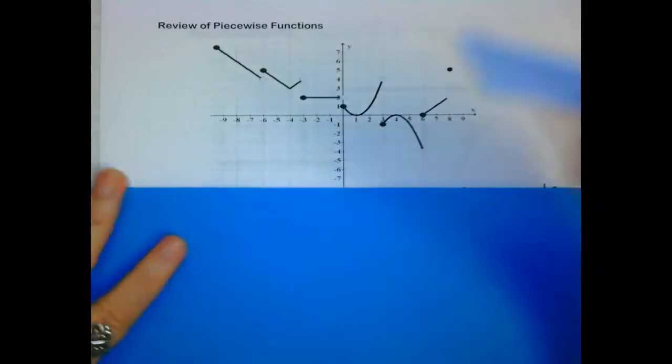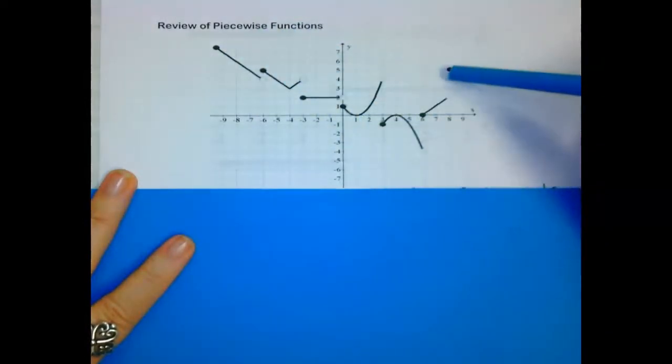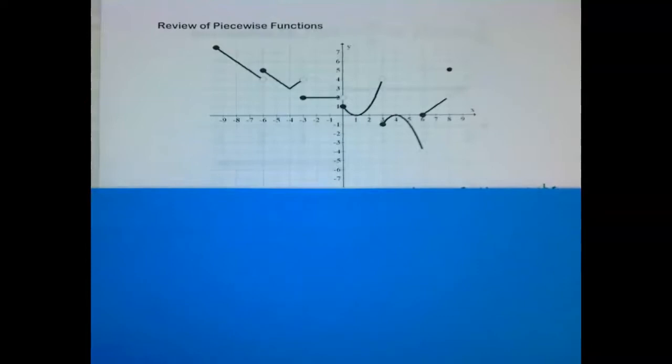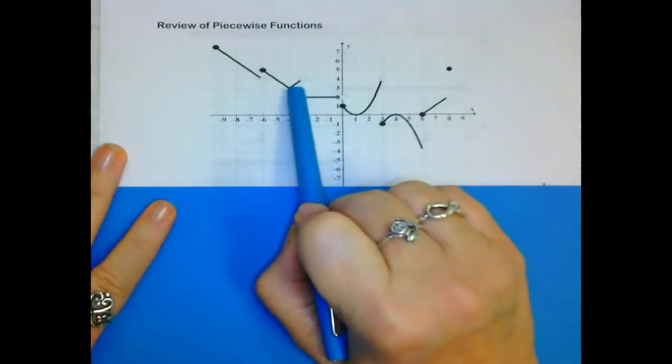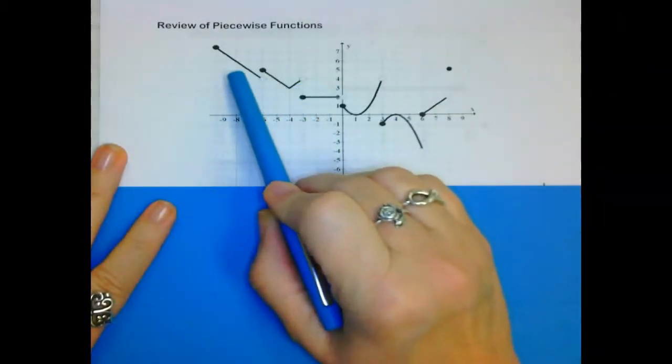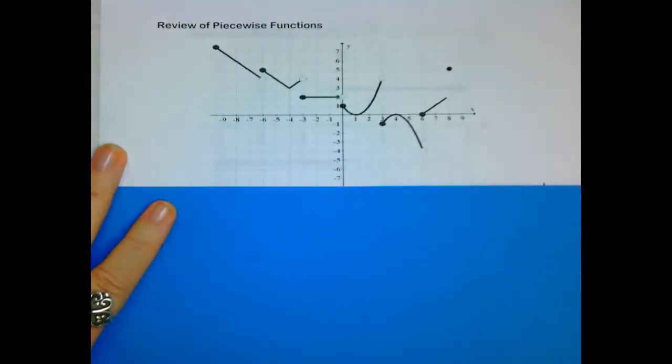So in this case, 1, 2, 3, 4, 5, 6, 7 pieces exist in this graph. So pay attention to the kind of graph, because right here this looks like it could be absolute value, or this looks like it might be linear, but it also could just be a piece of an absolute value. So you definitely want to look at the definition.